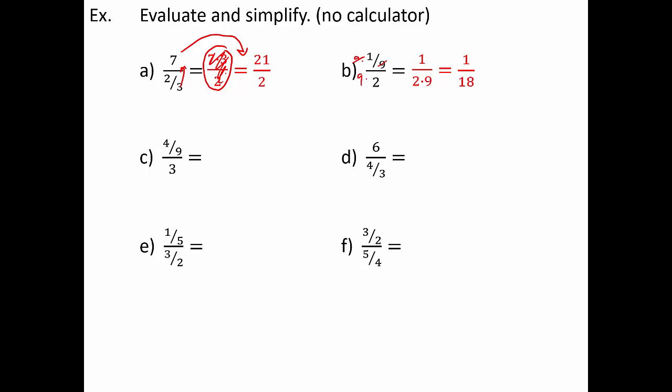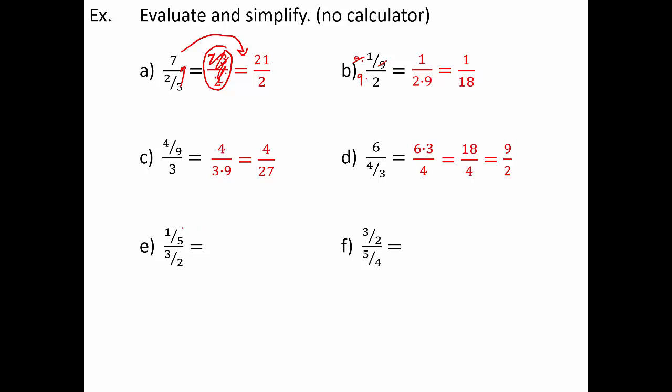Moving on. This time we're going to bring the 9 down. 3 and 9 is 27, so 4 over 27. 6 over 4/3, bring the 3 upstairs. 6 times 3 is 18 over 4, but we're not done until we're done. Remember the directions say simplify. 18 over 4 is, of course, 9 over 2.